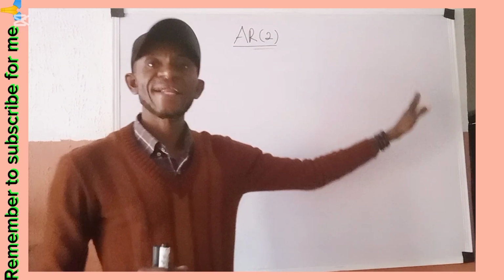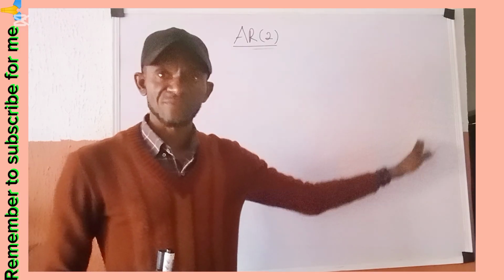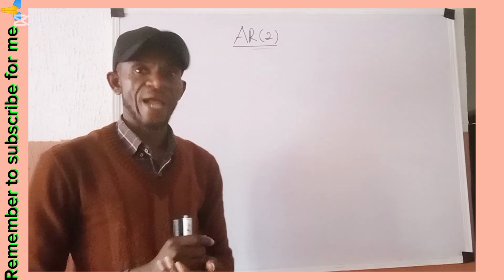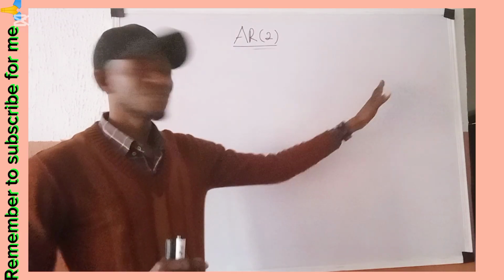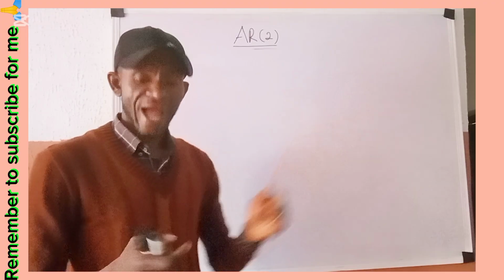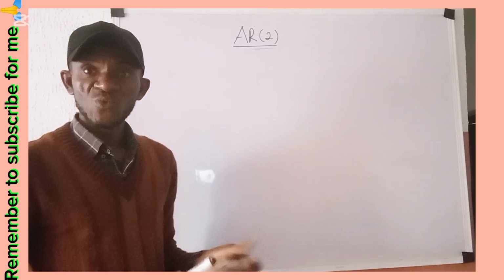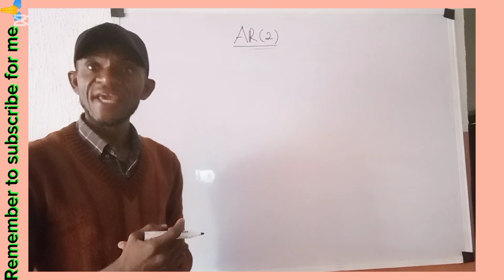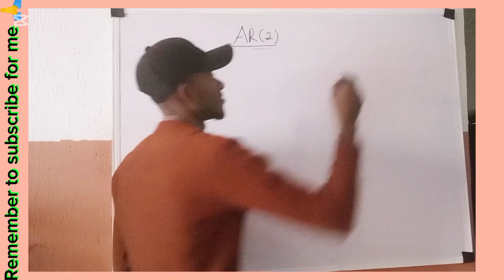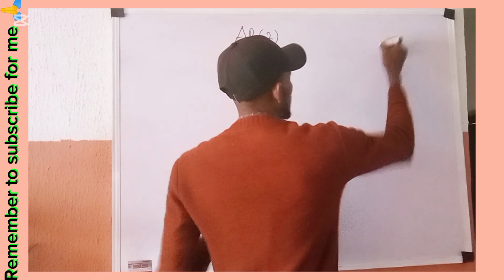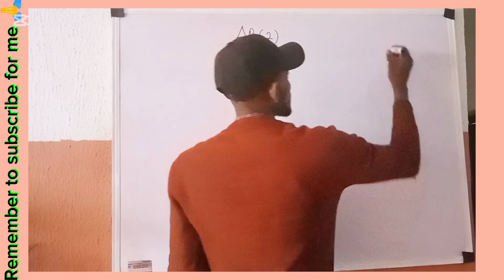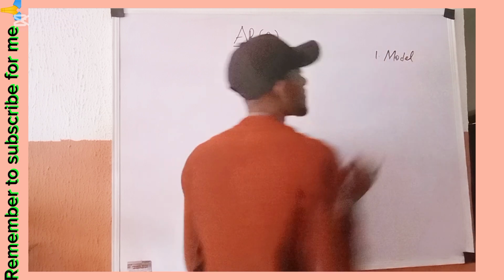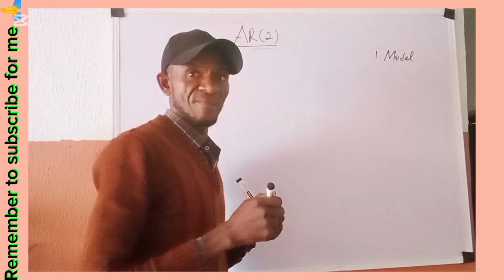And we are going to have guidelines or items under which we are going to have this discussion. These headings or guidelines are: number 1, we are going to look at the model of AR of order 2. Number 1, we look at the model of AR of order 2 model.